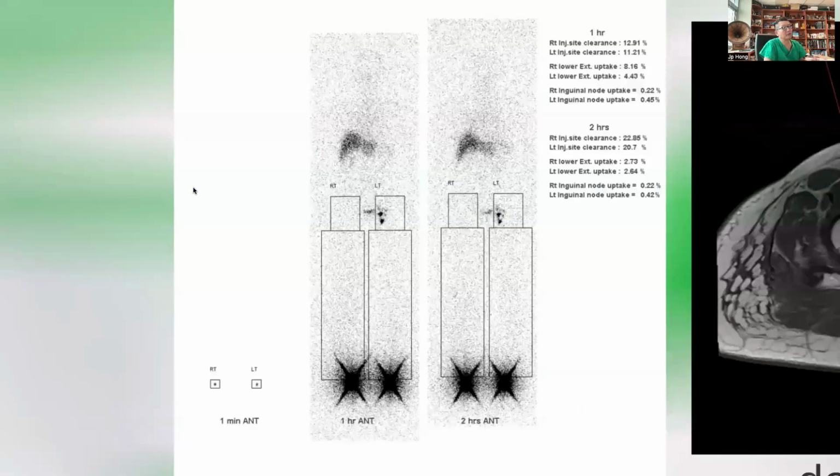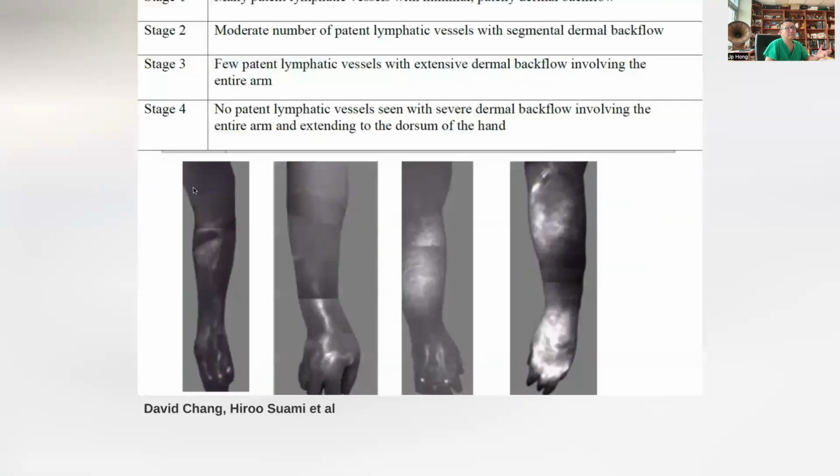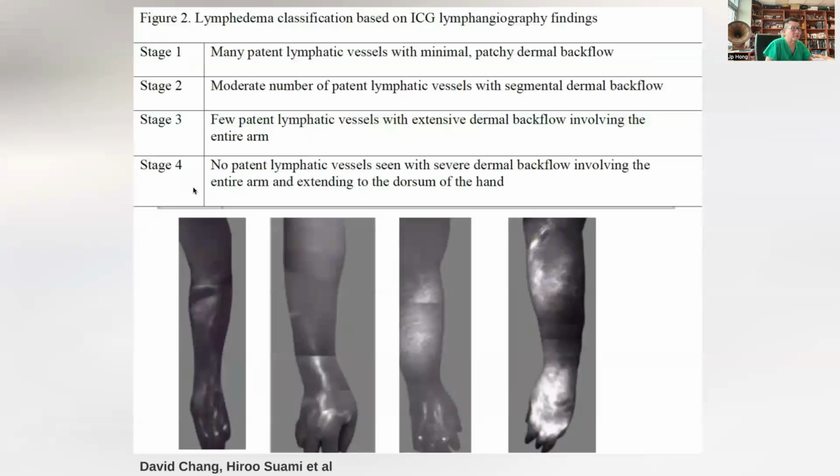Now, this is a lymphoscintigraphy where it shows the flow of the lymphatics is normal on the left side all the way to the groin, but on the right, there's no drainage. There's no clearance. This is an ICG, indocyanine green imaging, and you can see a clear lymphatic pathway.